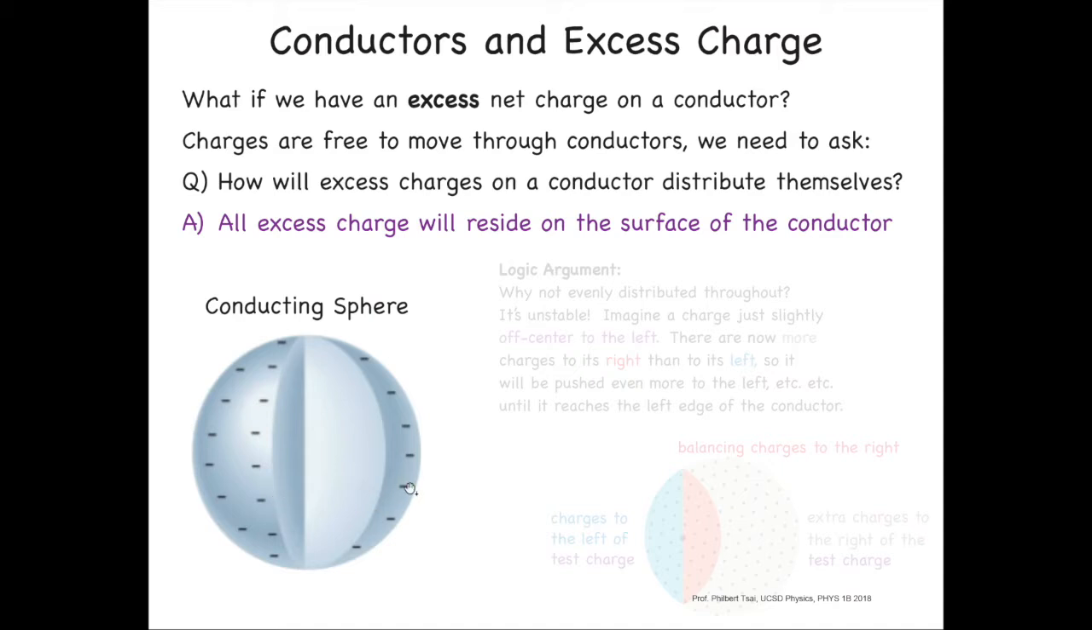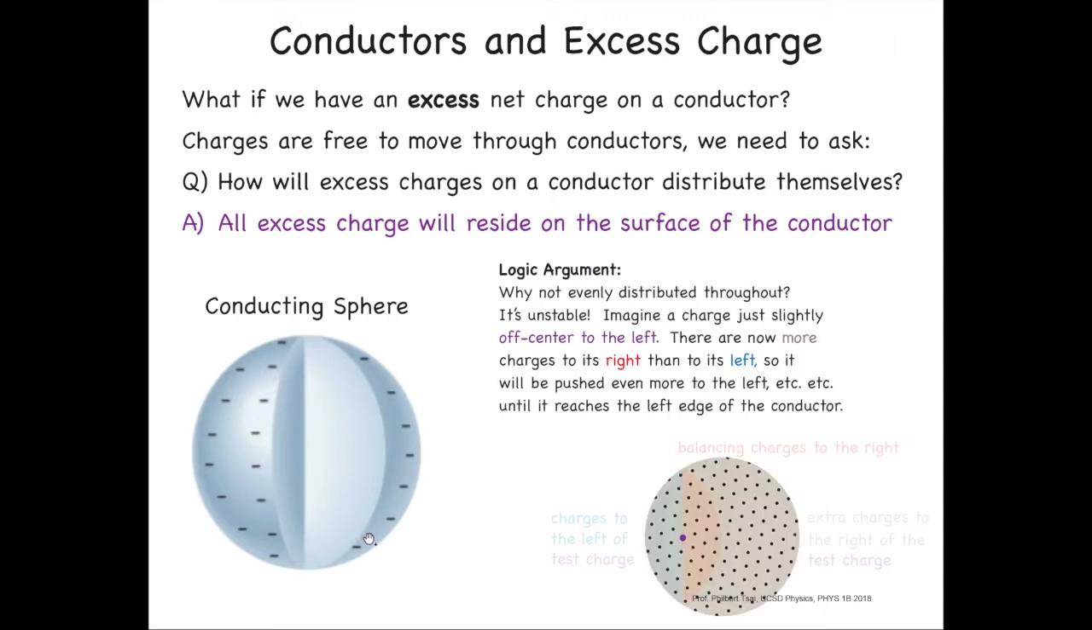Now there are two ways that we can justify this statement, that all the excess charge goes to the surface of the conductor. One is with a logical argument, right? You might ask, why wouldn't the charge just evenly distribute itself throughout the volume? I mean, if it could move anywhere in the volume, wouldn't it try to maximize its distance from everybody by distributing itself as evenly as possible throughout that entire sphere? The reason it doesn't do that is it's actually an unstable situation.